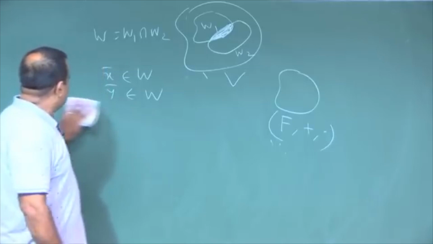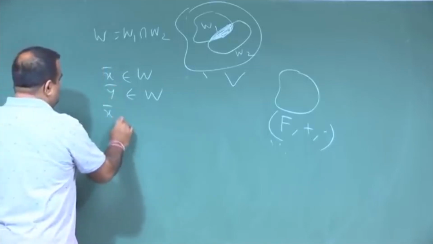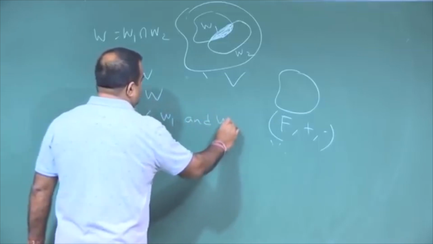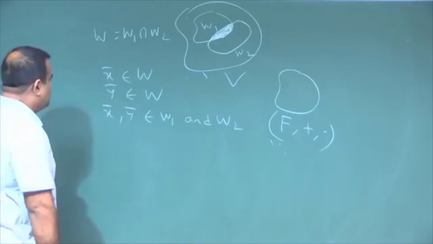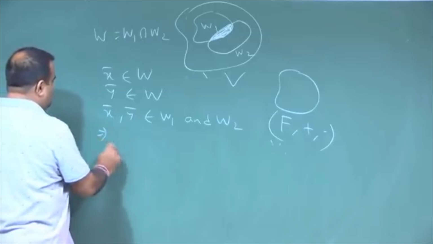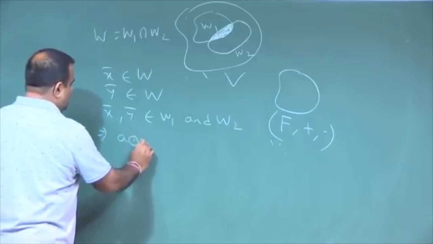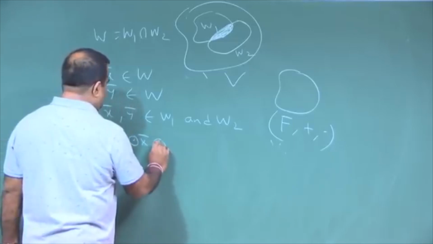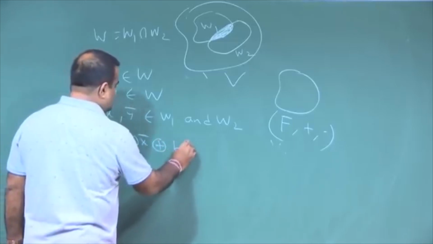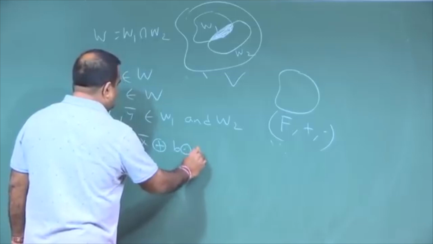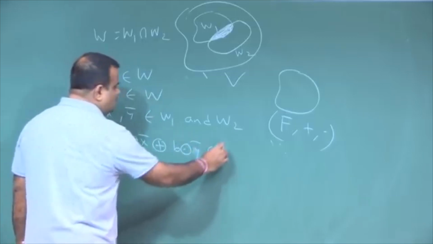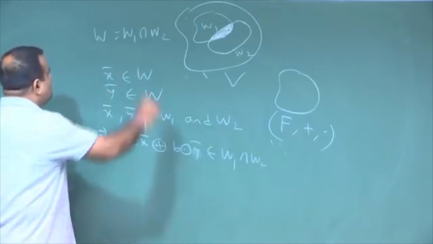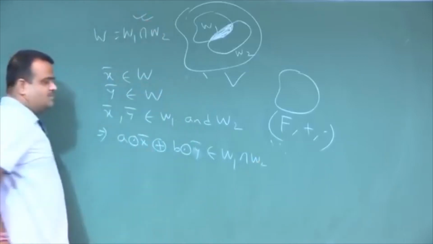Now, if this is true, then x and y both belong to W1 and W2, because this is the intersection. Now, if both belong to W1 and W2, then a x plus b y also belongs to W1 and W2, because both belong to W1 and W2, so it belongs to the intersection. So, that means this is a vector space, this is a subspace.